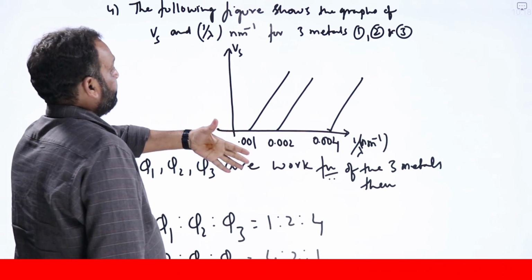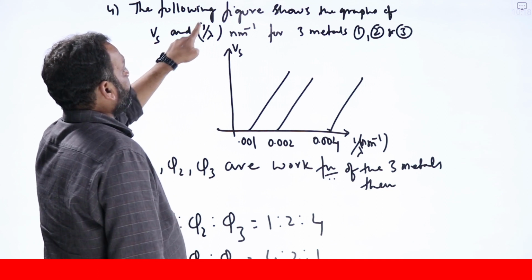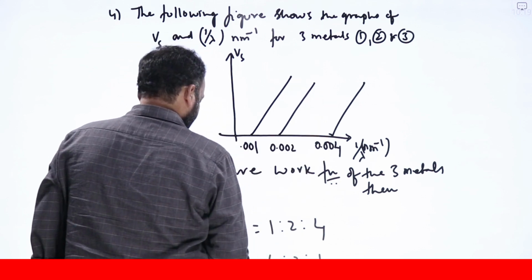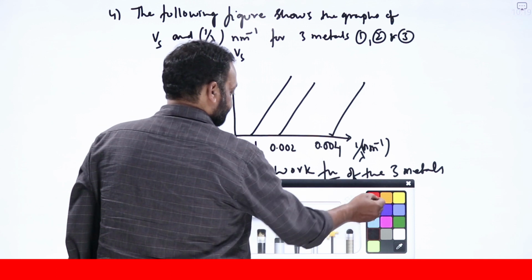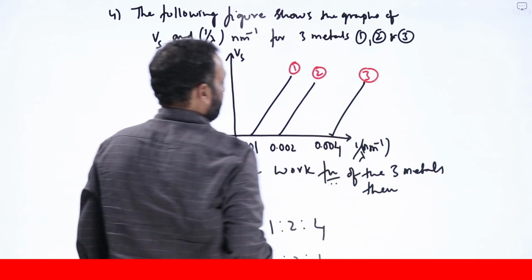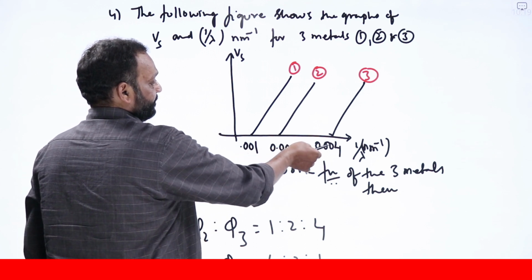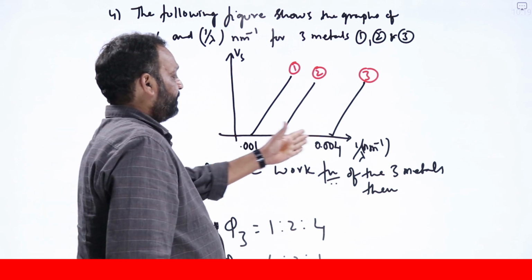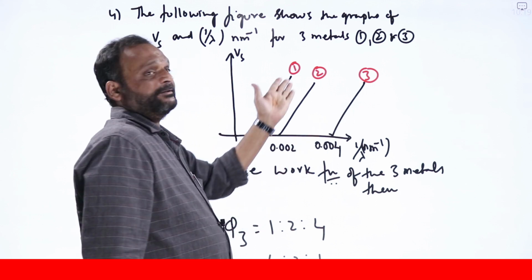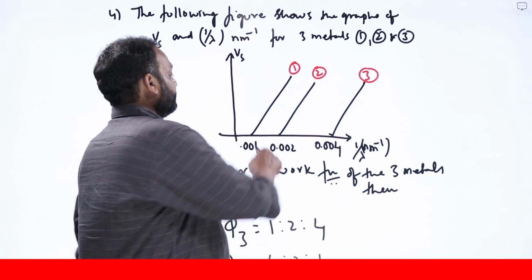A graph is given, and it asks some questions about it. The following figure shows the graphs of stopping potential Vs versus 1 by lambda in nanometer inverse for three metals 1, 2 and 3. This is metal 1, this is metal 2, this is metal 3. The values of 1 by lambda are 0.001, 0.002, 0.004. As 1 by lambda increases, lambda is decreasing. If the wavelength is less than the threshold wavelength lambda naught, photoelectric emission occurs and the kinetic energy of photoelectrons keeps on increasing. Stopping potential will keep on increasing. That's why the graphs are like this.